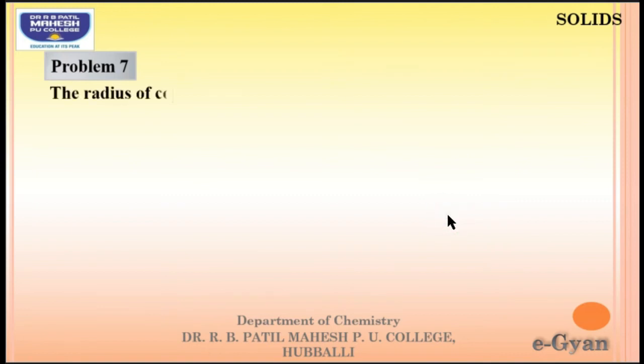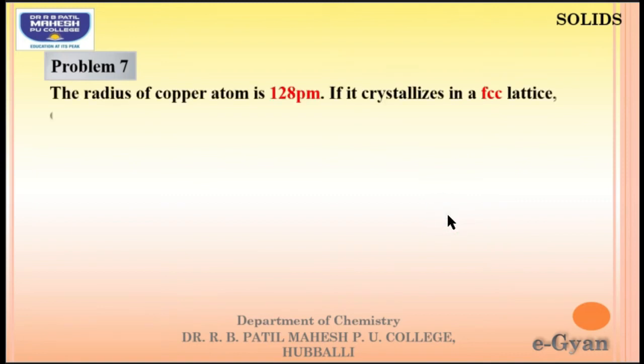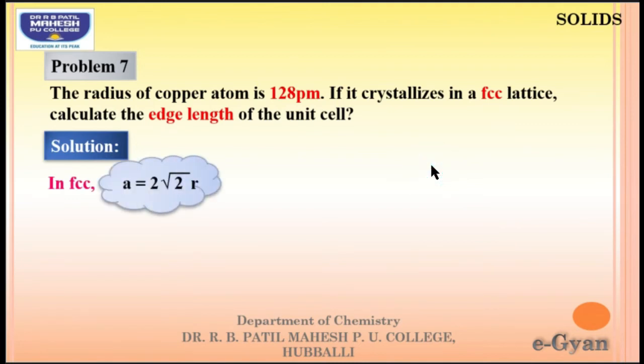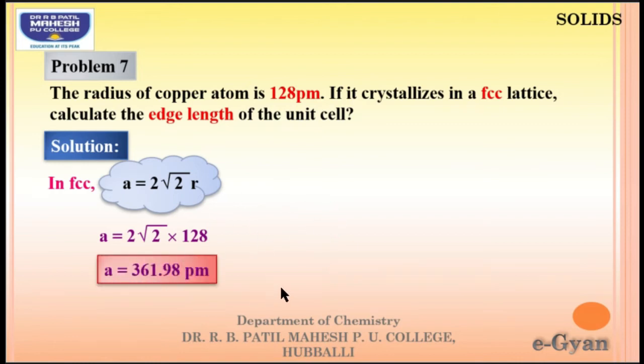Seventh, the radius of a copper atom is 128 picometer. If it crystallizes in an FCC lattice, calculate the edge length of the unit cell. In FCC, A is equal to 2 into square root of 2 R, same as FCC CCP, and they have given here the R value as 128. So let us directly substitute. We will get A is equal to 361.98 picometer.